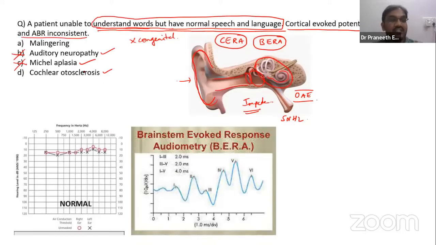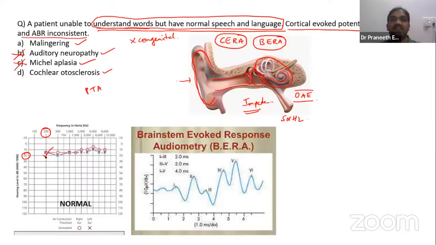So many students were asking whether this could be malingering. So now we will come to why malingering is not the answer here. See, in case of malingering, first you should know what pure tone audiometry is and what exactly we are doing here. In pure tone audiometry, you will give sounds to the patient at a certain frequency. For example, a 250 hertz frequency sound at a 20 decibels intensity, I am giving to the patient. The patient is able to hear this sound.